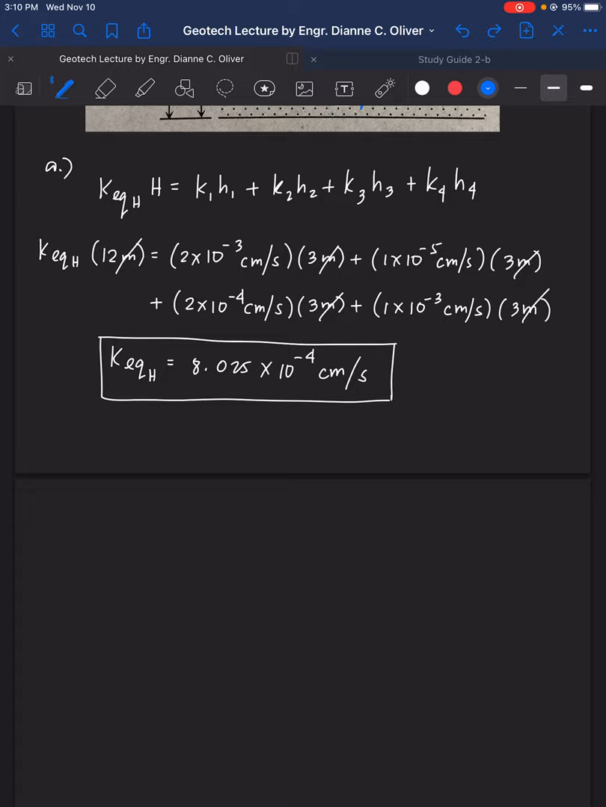And that's what we're going to use in the formula Q = kia. Q, small q, and then K equivalent times H times I times A. And we're using here the smaller a, because the area here we will use times 1, or per meter width.